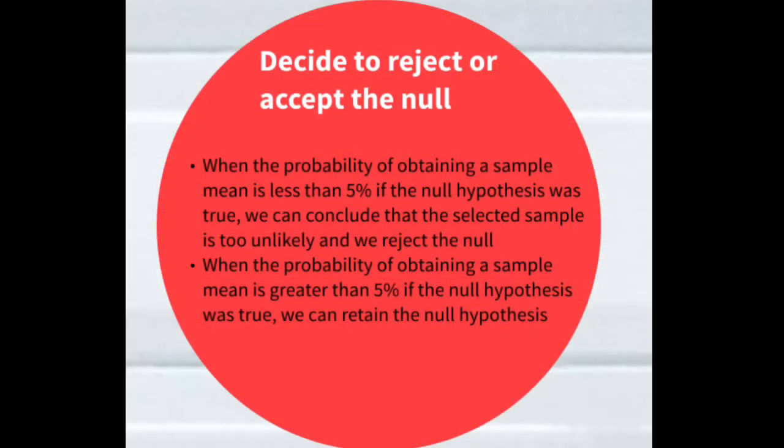For our fifth step, we will make a decision to reject or accept the null. As I previously stated, when the probability of obtaining a sample mean is less than 5%, if the null hypothesis is true, we can conclude that the selected sample is too unlikely and we reject the null. Also, when the probability of obtaining a sample mean is greater than 5%, if the null hypothesis was true, we can retain the null hypothesis. So for this example, we're going to find out what our hypotheses are and if we are going to accept or reject the null.